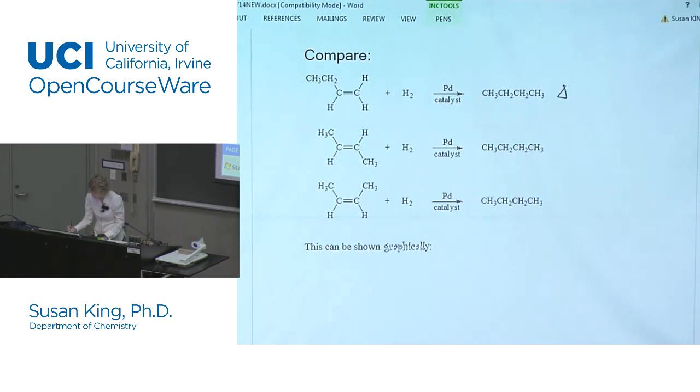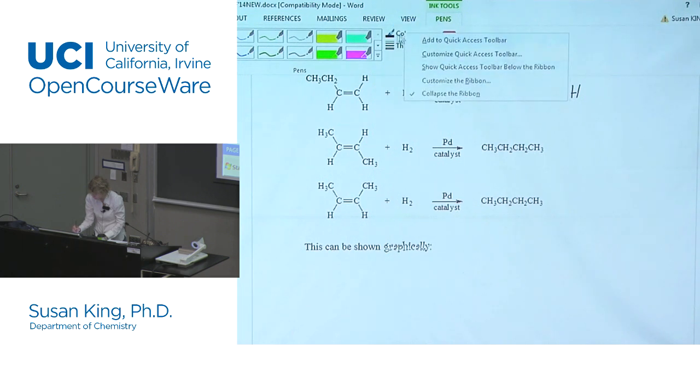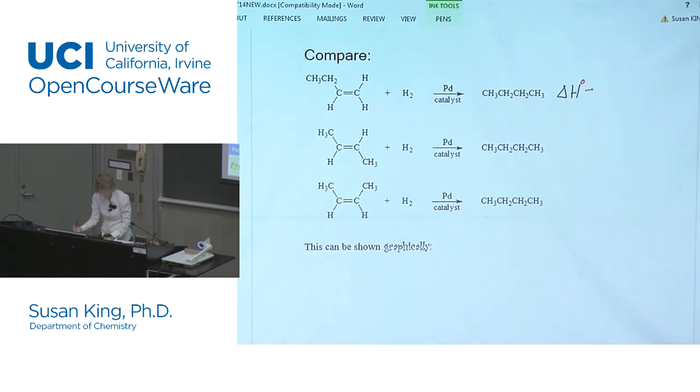If you do that experiment with the first alkene, delta H naught equals minus 30.3 kcals per mole. Notice that in the first alkene we have an ethyl attached to the alkene and 3 hydrogens. In the second one we have 2 methyls attached and 2 hydrogens, and if we measure that we get delta H naught equals minus 27.6 kcals per mole. On this third one here, we get delta H naught equals minus 28.6 kcals per mole.